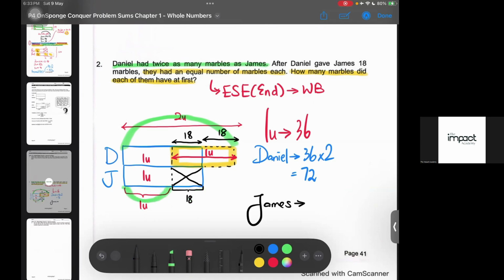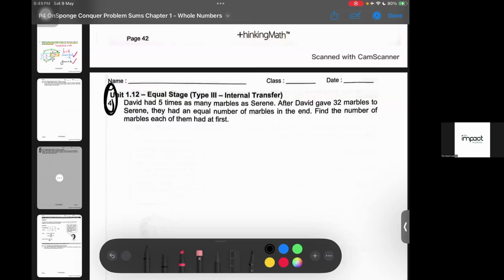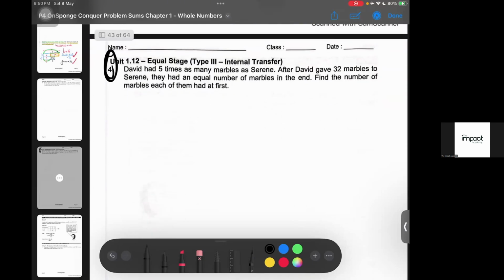When was the 18 given to him? It was only given to him later. Do you all get where I'm coming from? Alright, so what you're gonna do is really just say that James in this situation is just 36. Make sense or don't make sense? Okay, so from here itself, you know that this is our answer for their marbles at first. Just add them together. Now, David had 5 times as many marbles as Serene. But we don't start with that first. You know why? Because if you were to start with that, you'll be stuck.